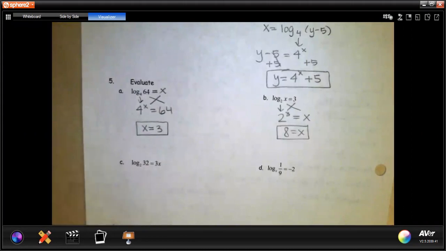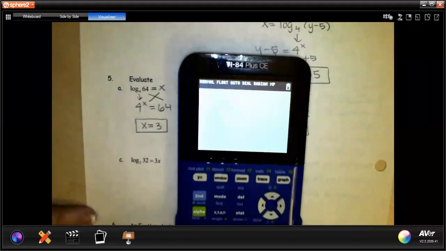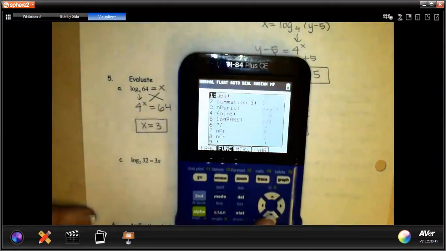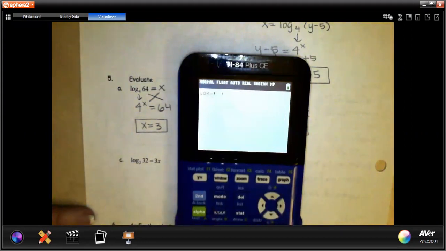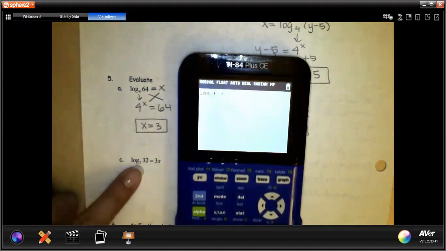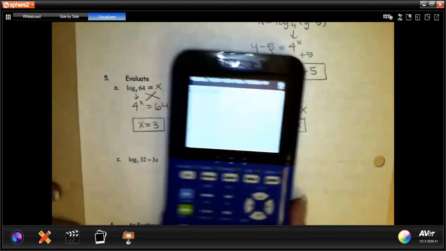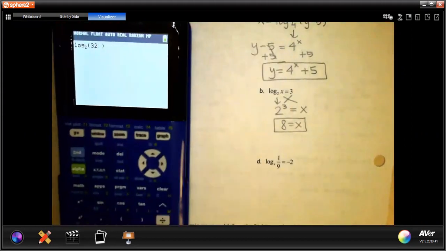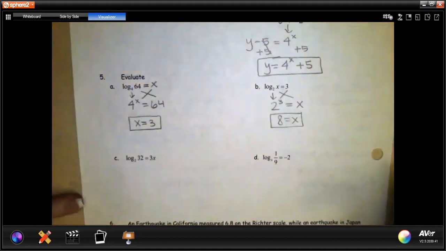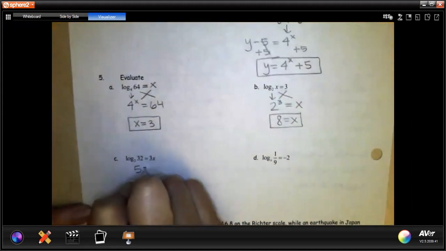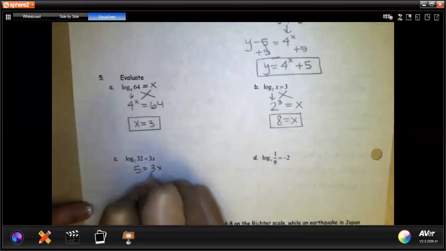We'll practice the C with a calculator just so you know how to get this in. Again, we do alpha window, and we want to go to our log base. That's going to allow us to put whichever base we want here. So we want 2, and then in the argument, that's the part inside the parentheses, we want a 32. So we got log base 2 of 32. We hit enter, and that is 5. And so then we would get 5 is equal to 3x. And so we divide by 3.